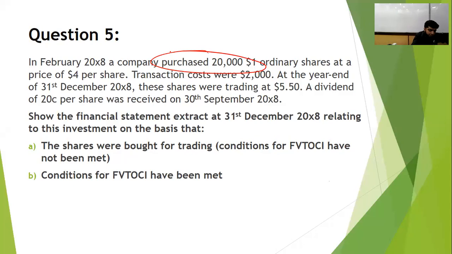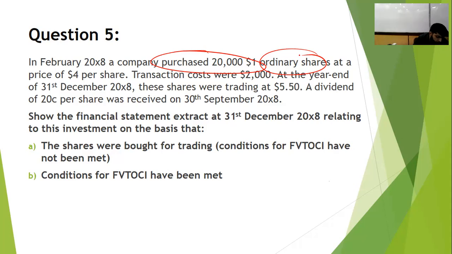It's a question of financial assets. And what the company is purchasing is ordinary shares. It means a financial asset, an equity instrument. Again, we have two different options: fair value through P&L and fair value through OCI. Now let's have a look. The share price was $4 per share. Transaction costs were $2,000.